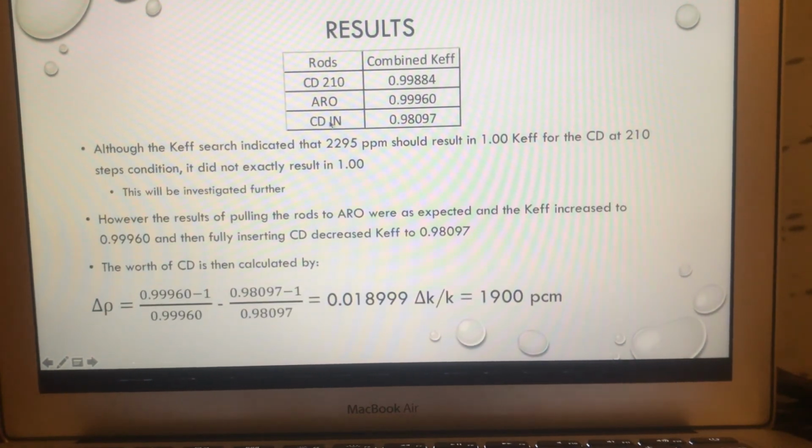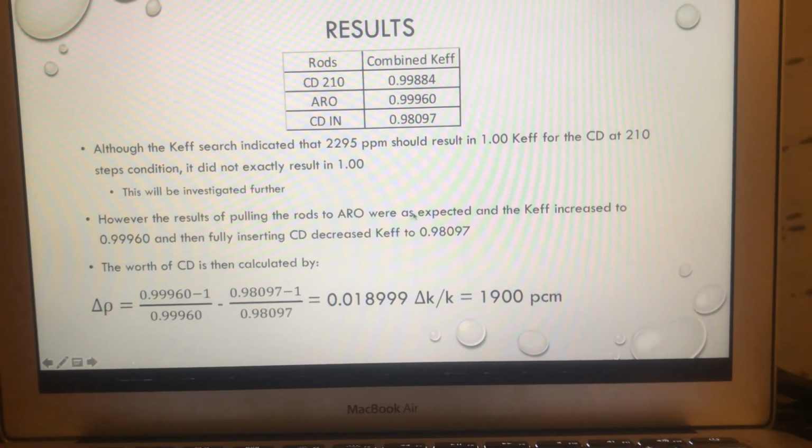So here's the results of just the control bank delta worth. Although the K effective search came up with 2295 ppm, when I actually plugged that back into the control bank delta inserted to 210 steps, it didn't come up with exactly 1. I'm thinking it's probably because I didn't use enough iterations or enough particles. I'm not sure, but I'm going to look into it. But the rest of the results were as expected.